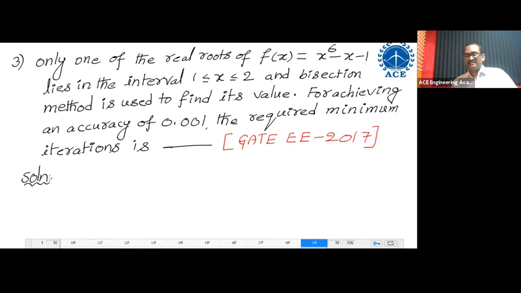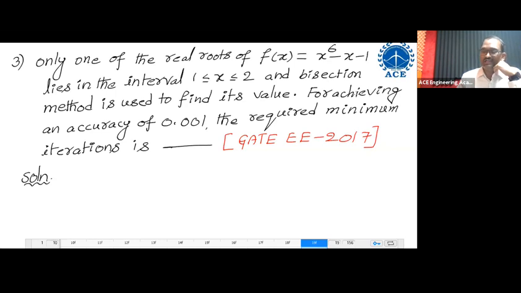This is a 60-degree equation, so it will have 6 roots. Among those 6 roots, one root of this equation should lie between 1 and 2. And the bisection method is used to find that one root.